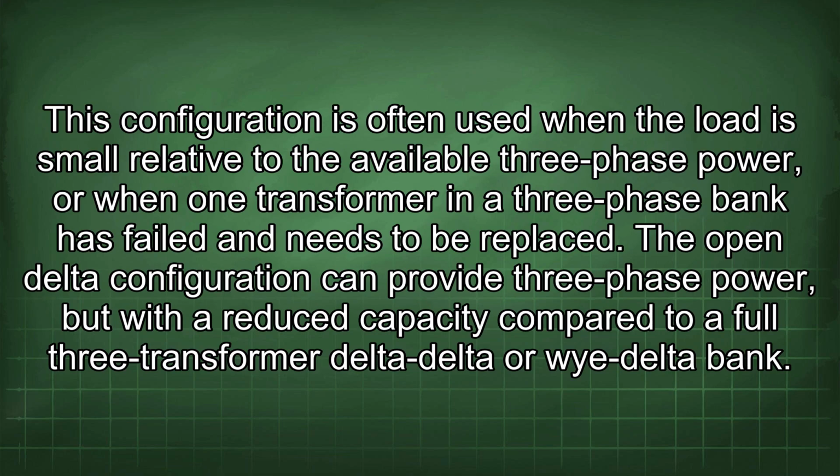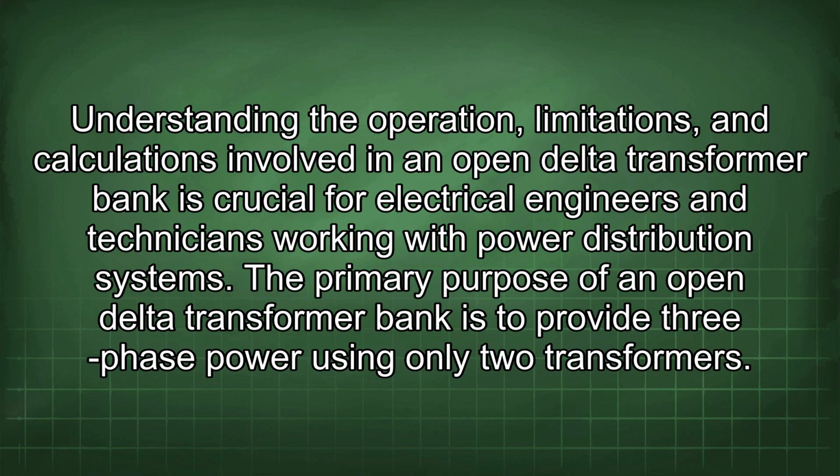This configuration is often used when the load is small relative to the available three-phase power, or when one transformer in a three-phase bank has failed and needs to be replaced. The Open Delta configuration can provide three-phase power, but with a reduced capacity compared to a full three-transformer delta-delta or Y-delta bank. Understanding the operation, limitations, and calculations involved in an Open Delta transformer bank is crucial for electrical engineers and technicians working with power distribution systems.